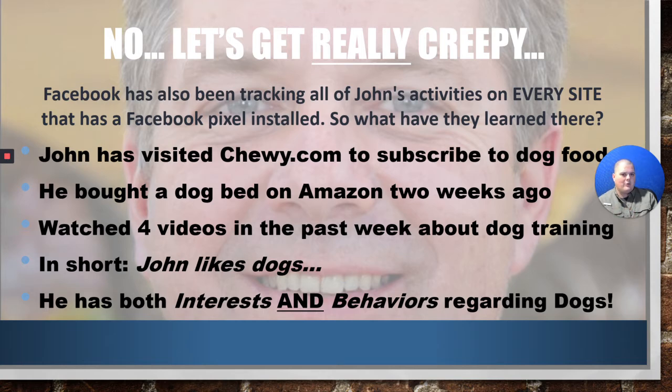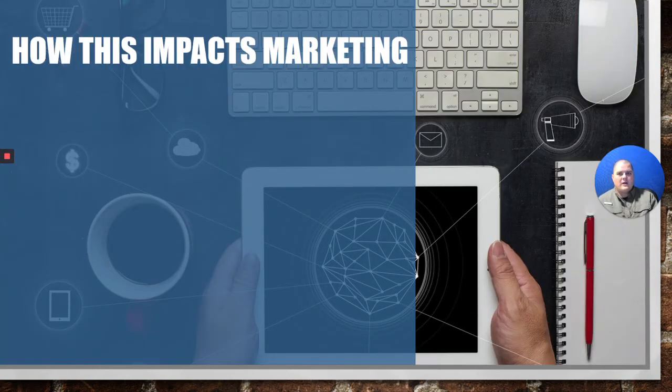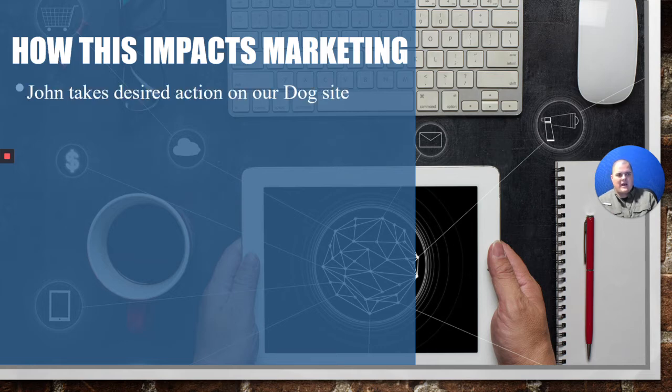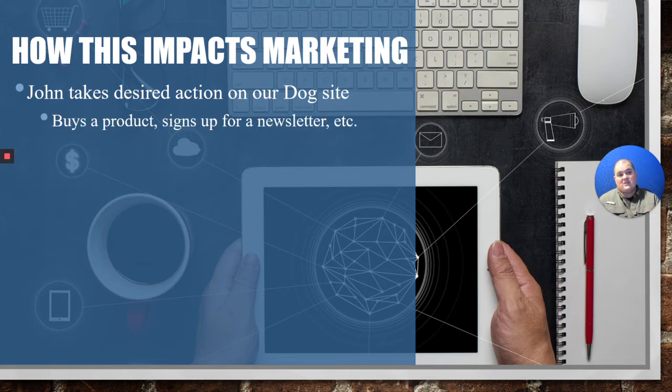Why do we care? Well, you can probably already put two and two together. If you have a website selling dog accessories, you can probably see why this is important to us, but how does it directly impact our marketing? Well, John has taken a desired action on our dog accessory website. He's reached some conversion point. A conversion point is basically that he reached a goal. And you can have a bunch of different ones. Like, for instance, John bought a product on our site, or he signed up for a newsletter, or he registered an account, whatever it is.